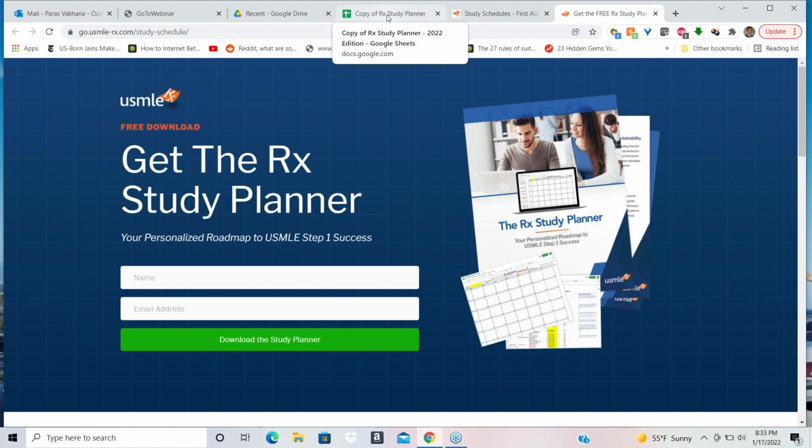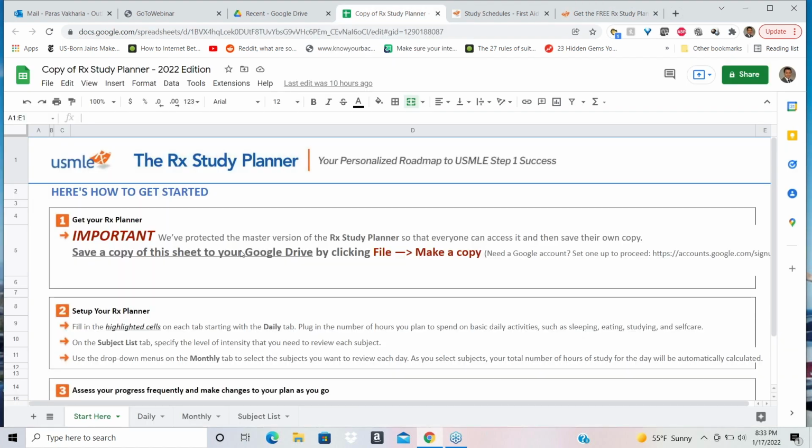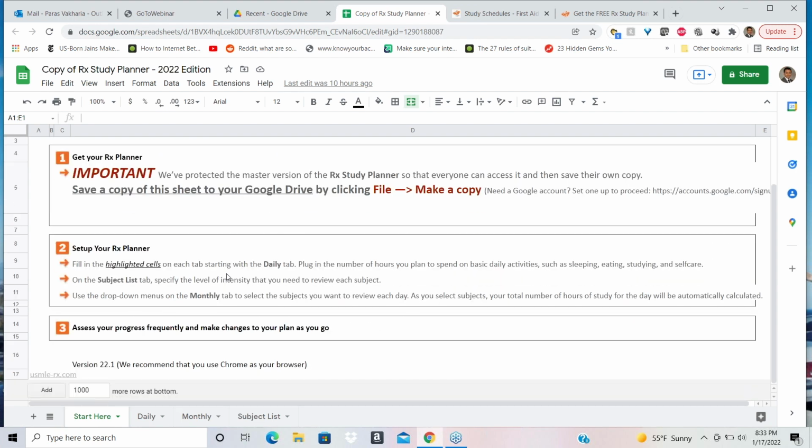What you do is you will get a copy of this RX Study Planner, and you want to save a copy of this to your Google Drive. If you don't have a Google account, we'll help you set one up. There's instructions there as well.